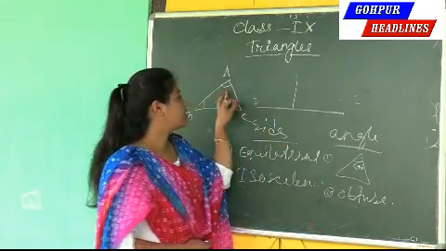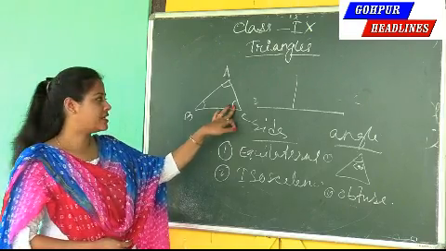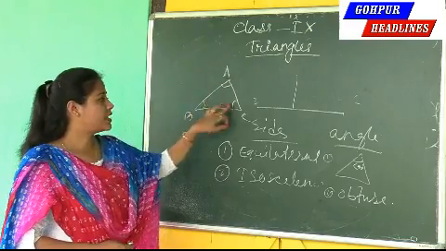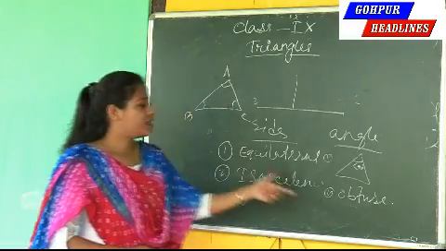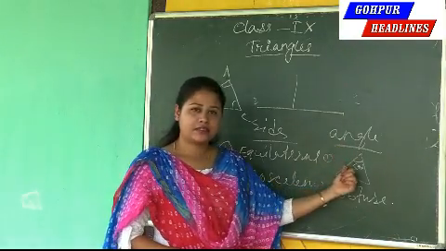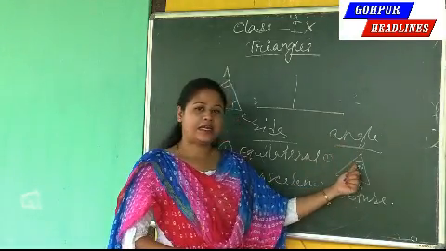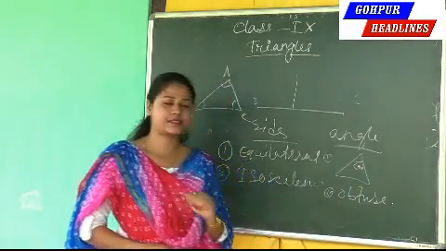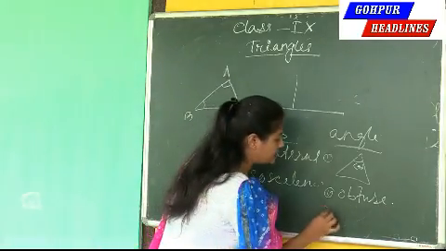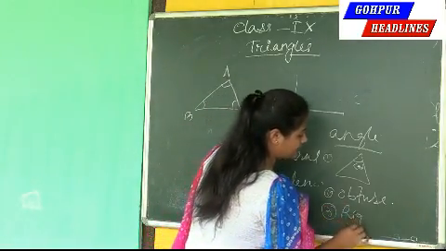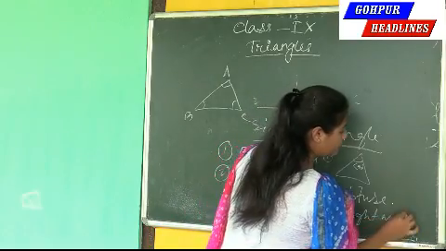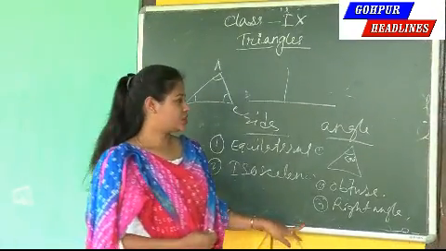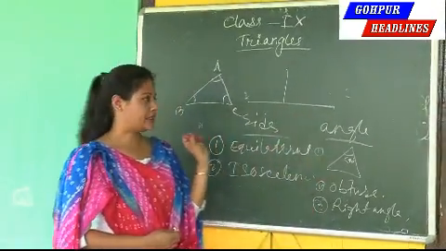And we know the sum of the angles of a triangle equals how much? 180 degrees, you learned in the earlier class. So the sum of the angles of a triangle is 180 degrees. In an acute angle triangle, all 3 angles are less than 90 degrees. In an obtuse angle triangle, only one angle is greater than 90 degrees. And the third one is the right angle triangle, where only one angle is equal to 90 degrees. So this is the very basic concept of triangles.